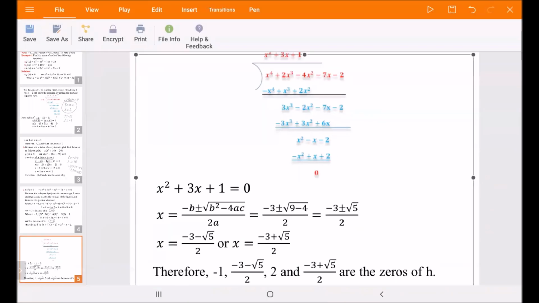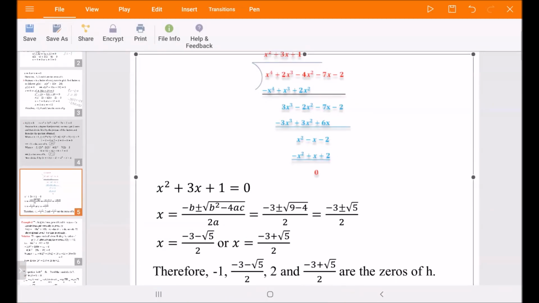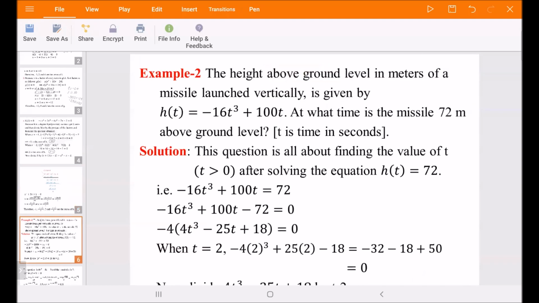Okay, let us see the next example. Example 2. The height above ground level in meters of a missile launched vertically is given by h of t is equal to -16 t cubed plus 100 t, where h represents the height above the ground level in meters and t represents time. At what time is the missile 72 meters above ground level? T is time in seconds.